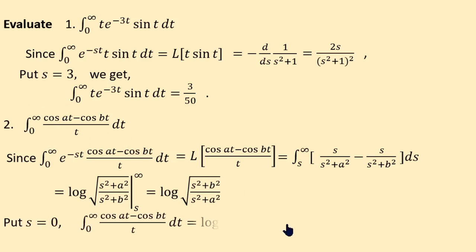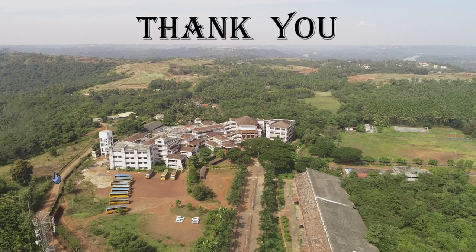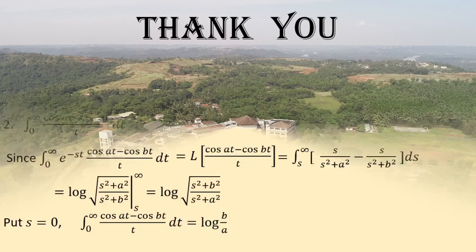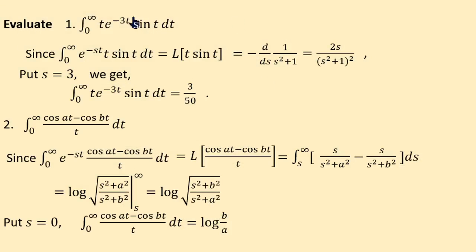Therefore, put s equal to 0 here and here. When s equal to 0, integral 0 to infinity e power 0 is 1, cos at minus cos bt by t dt. On the other side, when s equal to 0, root b square by a square is root b by a. Root of b square by a square is nothing but b by a. So, log b by a. So, the integral of 0 to infinity cos at minus cos bt by t dt is nothing but log b by a.